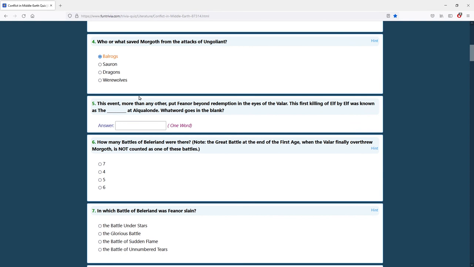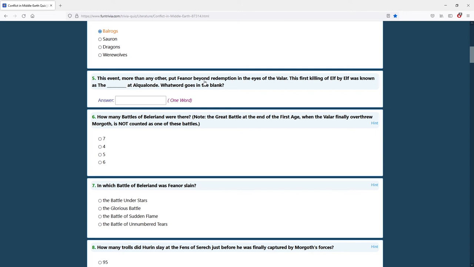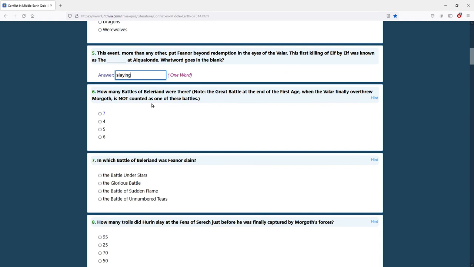Five. This event, more than any other, put Fëanor beyond redemption in the eyes of the Valar. This first killing of elf by elf was known as the blank at Alqualondë. What word goes in the blank? This slaying. I think it's the slaying, but I'm pretty sure I'm going to fail this one. Slaying at Alqualondë? I don't remember. Also, I read the Silmarillion in Spanish, so I'm not really sure.